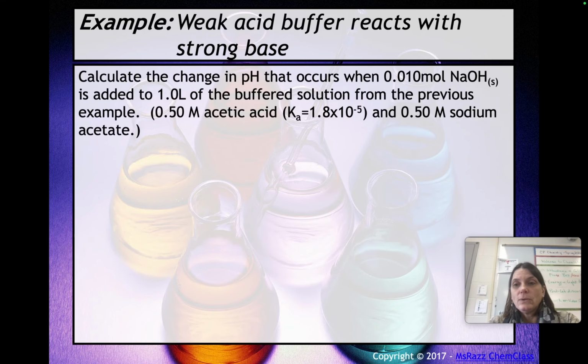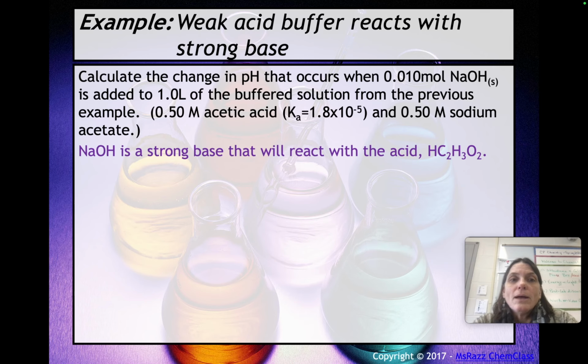All right, so here's our problem. We're going to calculate the pH change that occurs when we add 0.1 molar NaOH to 1 liter of a buffered solution from the previous example. Oh, isn't that nice? We get to use what we know from before. Okay, so we have 0.5 molar acetic acid and 0.5 molar sodium acetate. Now, NaOH is a strong base. Okay, so we're going to be adding a strong base. So the OH- ions are going to react with our weak acid.